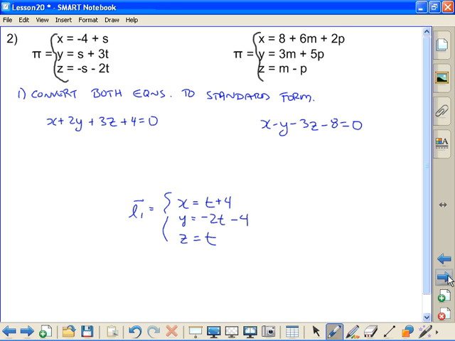So rather than wasting your time with that process, that's what needs to be done. Convert to standard form and then solve. All right, and again, it comes out to be a line.